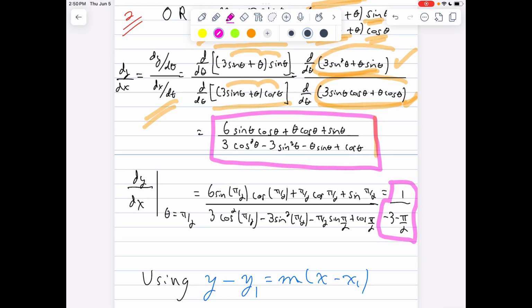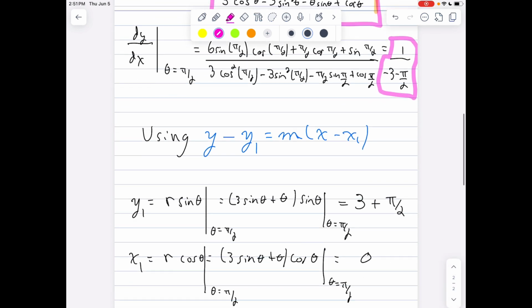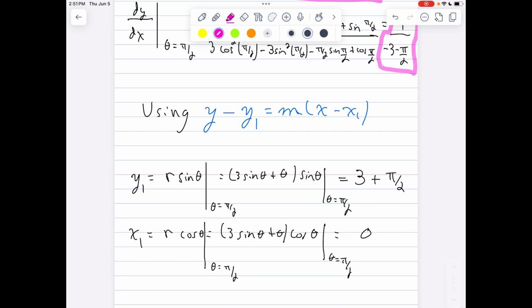Now, the problem says you have to find the equation, not just the slope. So we're going to find the equation using the point-slope form of a line. That's y minus y1 equals m times x minus x1. m here stands for the slope of the tangent line in this case. So we already have that. The issue is just finding y1 and x1, which isn't too bad.